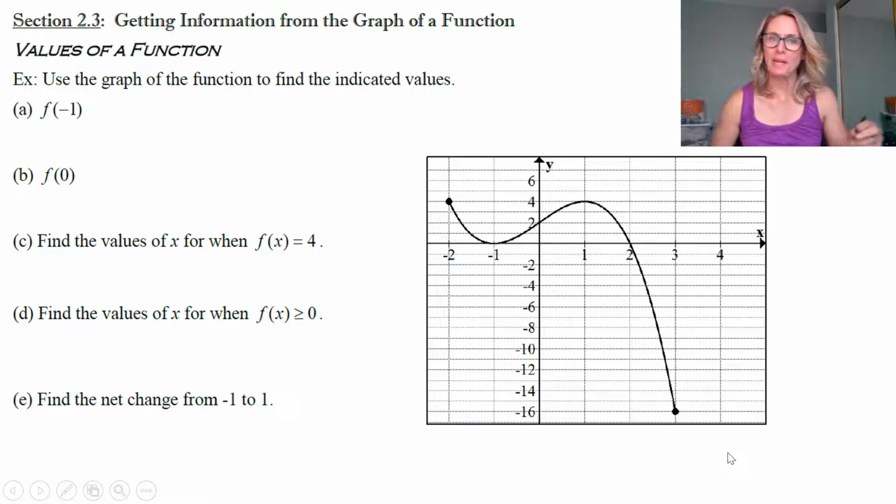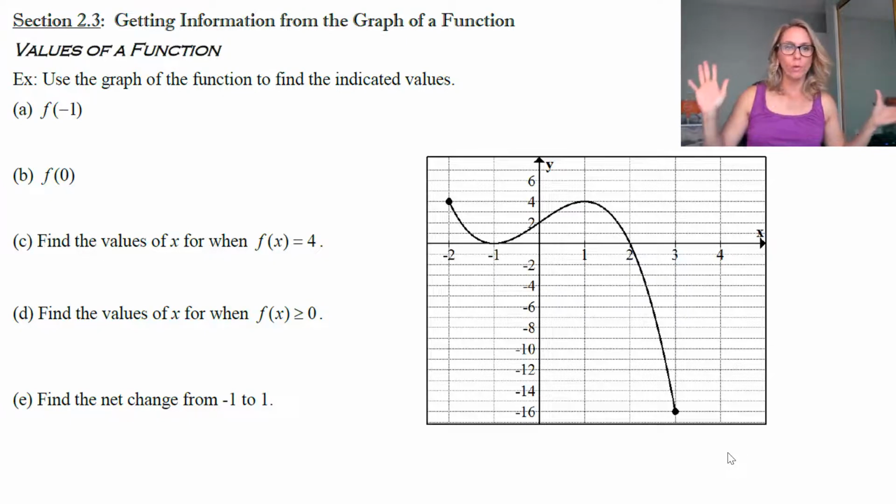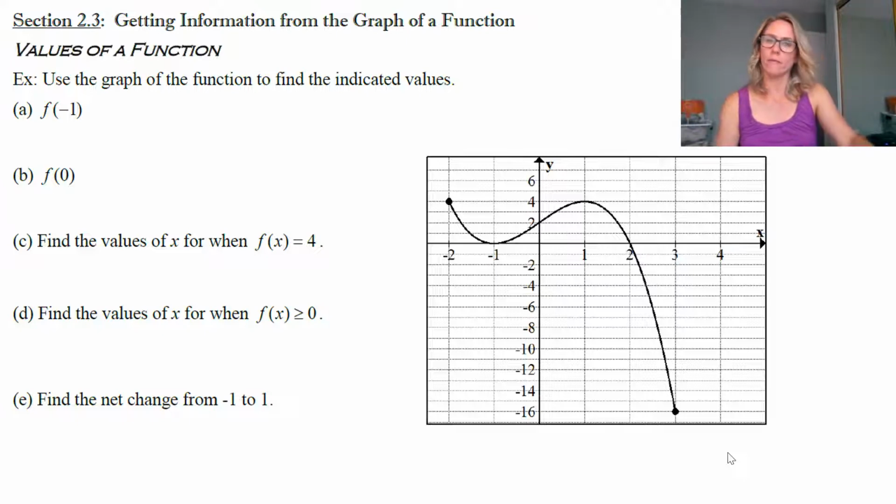Now we're in section 2.3, getting information from the graph of a function. So we have a function here. We don't know what it is. We don't have it in function notation. We just have a picture of it. We have the graph of it. But from that graph, we can get a lot of information.